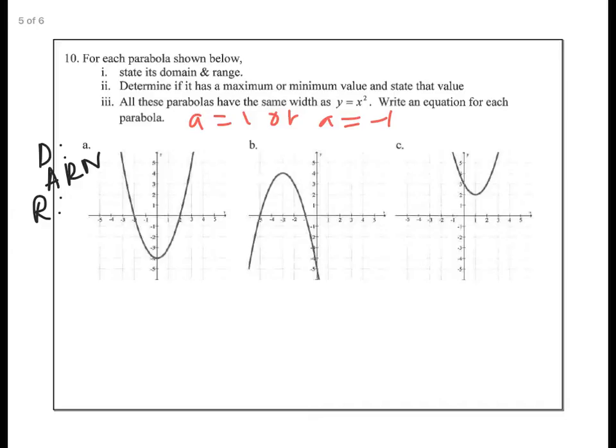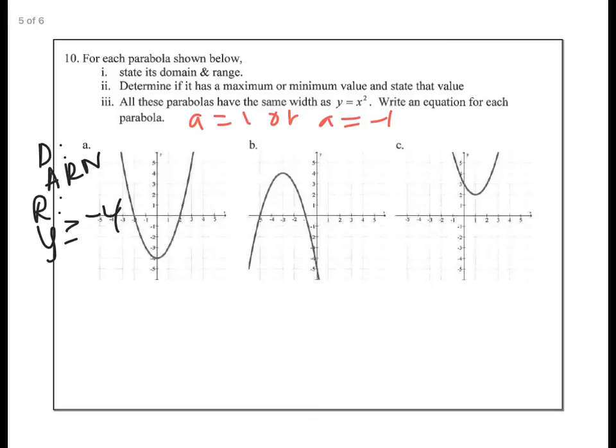So here the range, if I look at my parabola, I can see that the lowest point it hits right there is negative, oops, I'm a little off, but negative 4. So what that tells me is that all my y values have to be greater than or equal to that negative 4. I never go any lower than that on my graph. Okay, so A, domain is all real numbers, range is y is greater than or equal to negative 4.